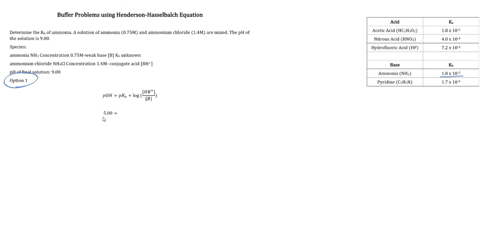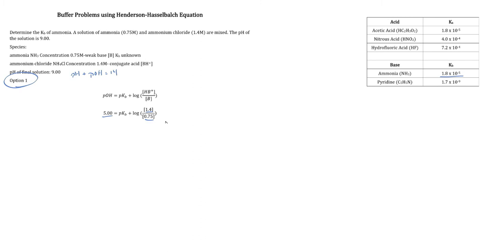Okay, so I know that my pOH is 5. And just as a quick side note, if you wondered where I got that number, remember that pH plus pOH is equal to 14. So that is where that 5 comes from. Now I am solving for my Kb, even though I already know it. I'm going to try to get the answer that is in my table. And then I'm going to do the log of my conjugate acid and my weak base. So I'm putting the concentration of ammonium chloride in the numerator and the concentration of ammonia in the denominator.